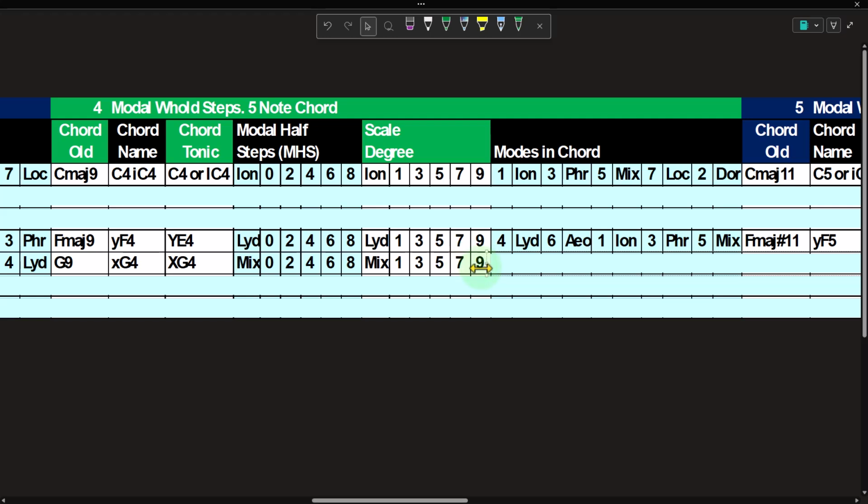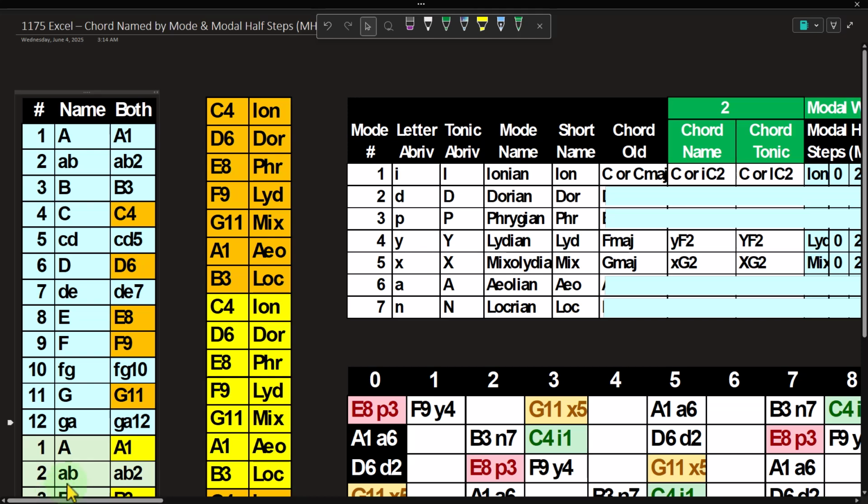Why do we have a 9? Because the 9 is equivalent to the 2. So let's count it out. Now we've got this, we're going to say Mixolydian from a scale degree, 1, 3, 5, 7, 9. I forgot how to count. And the Aeolian is equivalent to the 2. 9 is equivalent to the 2.